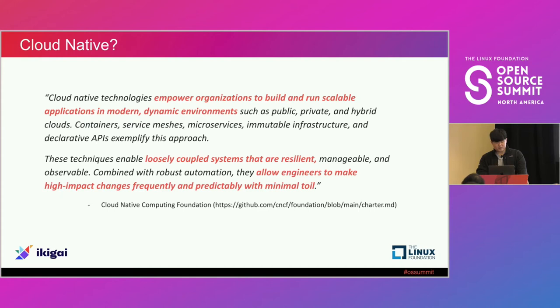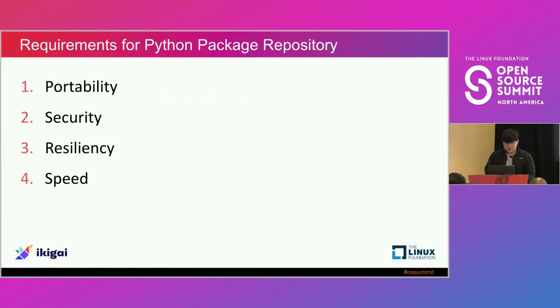What I want to focus on is that to be cloud native technology, it should be able to empower organizations to build and run scalable applications in modern, dynamic environments. So dynamic: your PyPI solution should be able to run in any environment. Loosely coupled systems that are resilient: it should be available all the time. And allow engineers to make high-impact changes frequently, so pretty much it has to be fast as well. These are a few requirements that I set up for the different options I'm going to introduce for how you manage your PyPI server.